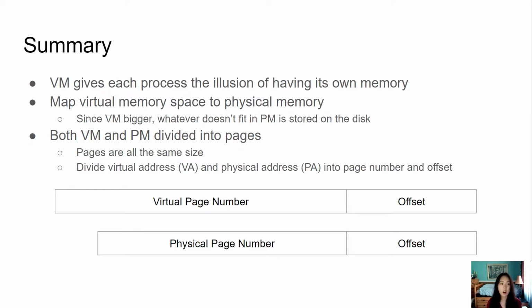So both our virtual memory and physical memory are divided into pages of all the same size, and the pages of the virtual memory are equal to the size of the pages of physical memory. So we can divide our virtual address and physical address into page number and offset. So how do we map our virtual memory space to our physical memory?